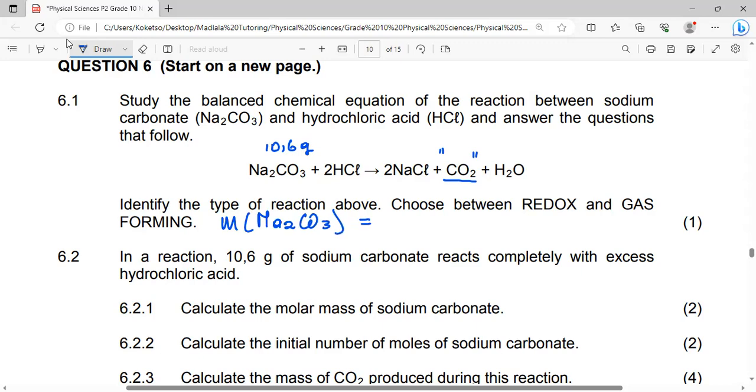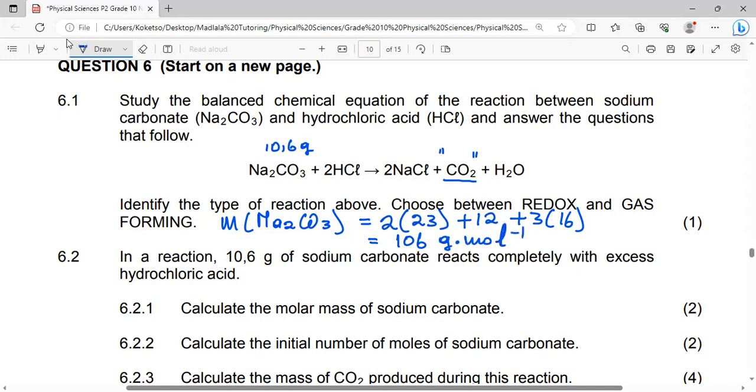So here we understand we have 2 atoms of sodium, each with a mass of 23. We have 1 atom of carbon with a mass of 12. Then we say plus, we have 3 atoms of oxygen, each with an atomic mass of 16. So let's see how much we get if we put everything into the calculator. So we find that the molar mass of sodium carbonate will just be 106 grams per mole, like that.